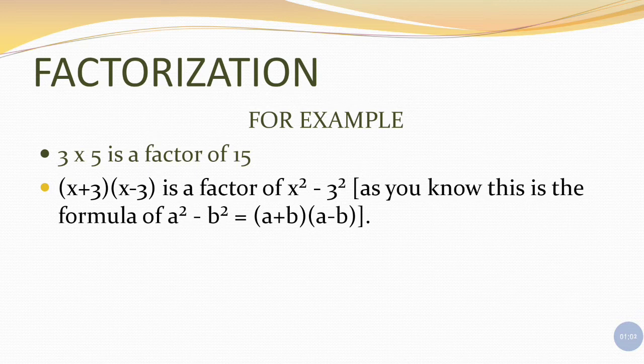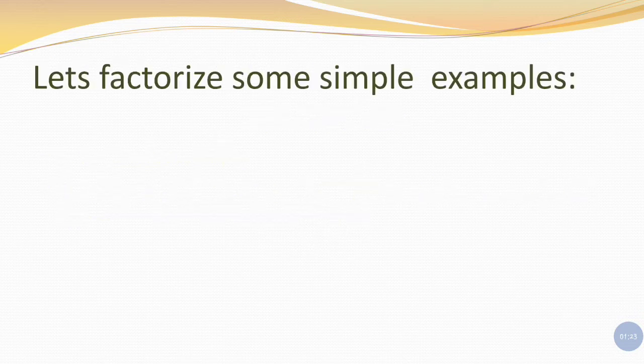So in the next example, you can see x plus 3, x minus 3 is a factor of x square minus 3 square. As you know, I have put the formula a square minus b square, a plus b, a minus b. So x plus 3 and x minus 3 is a factor of x square minus 3 square. So you have to revise some of the terms from class 9. Let's see, I'll show you some examples from class 9.